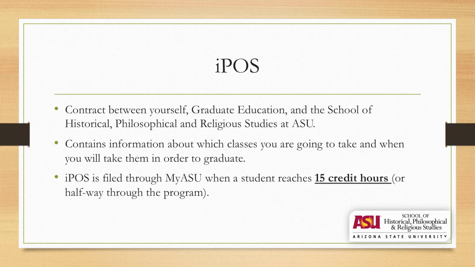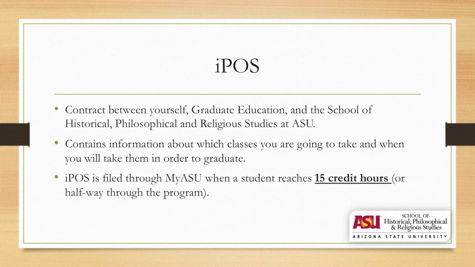Okay, IPAWS, this is a big one. IPAWS stands for the Interactive Plan of Study. Essentially, it is a contract between yourself, graduate education, and the School of Historical, Philosophical, and Religious Studies at ASU. It contains information about which classes you are going to take, when you will take them, and how you will take them in order to graduate. So it's basically a list of your courses that you're planning to take to fulfill those 30 credit hours that are required for the master's degree.